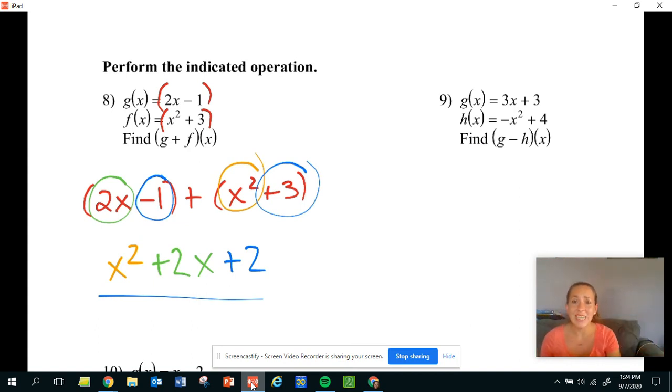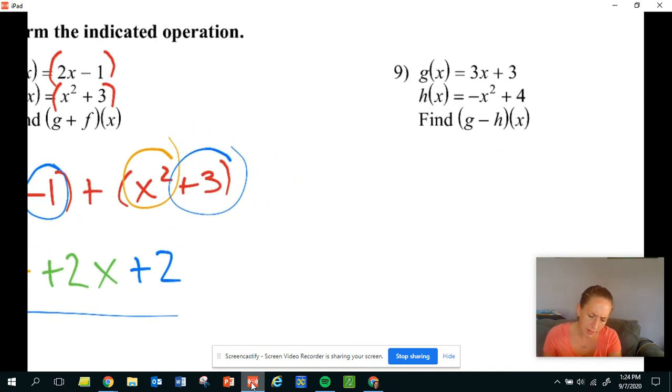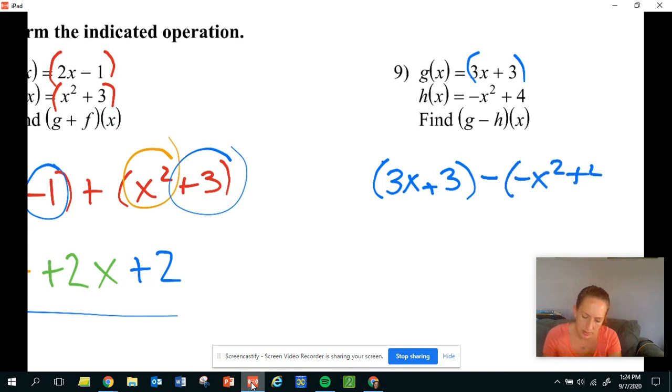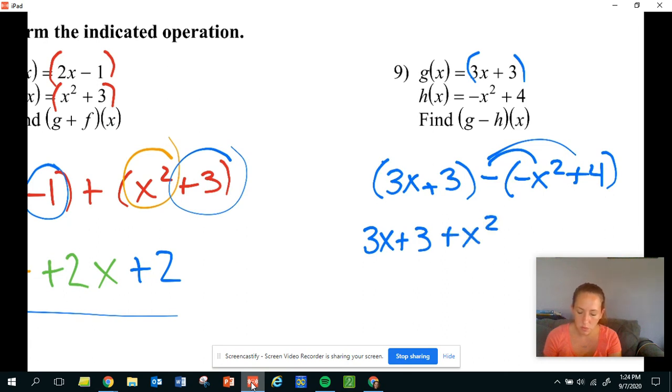Okay. Next, the next one is just subtracting. So it's the same thing, but make sure you're doing parentheses here because you have to do something called distribute the negative. So when I write it out like this, I have to take this negative and distribute it. It's kind of like having a negative one there that I'm distributing out or multiplying. So I'm going to bring down my 3x plus 3, and then negative x squared just changes to positive x squared, and then negative and a positive 4 gives me negative 4.